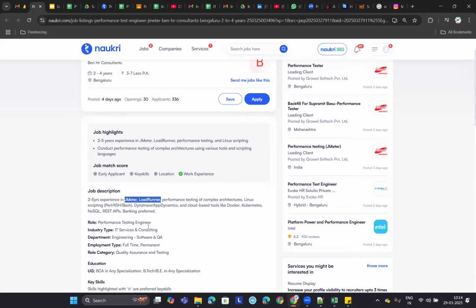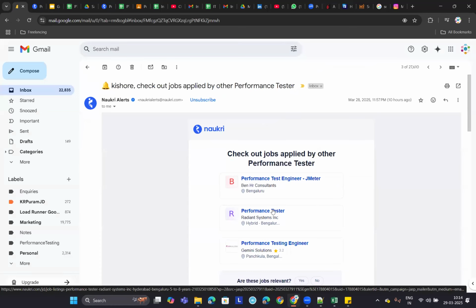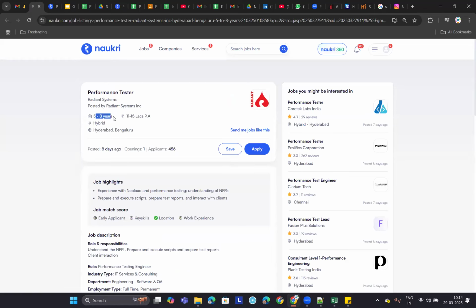Next one is Radiant Systems, hybrid. This is for 5 to 8 years of experience, only one opening. That's fine. They want experience with NeoLoad and performance testing, and understanding of NFRs. What is NFR?